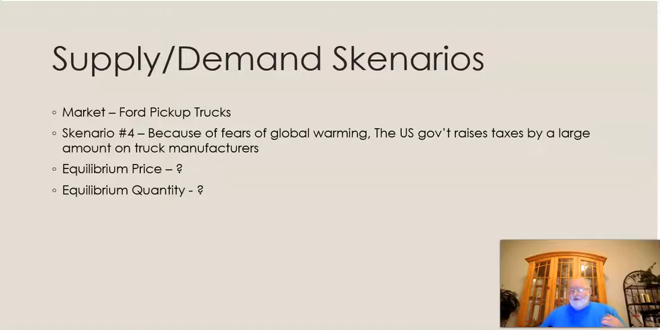So remember, when you have a business, they have a target profit they're trying to make. It's called profit margin. Let's say they want to make 20% for every truck they sell. Well, if the government comes in and raises taxes on them, they're going to have to, if they want to make 20%, raise the price of their trucks. It's called passing the price along to the consumer.